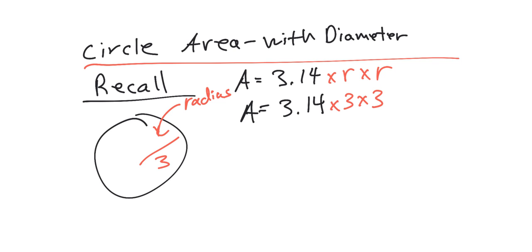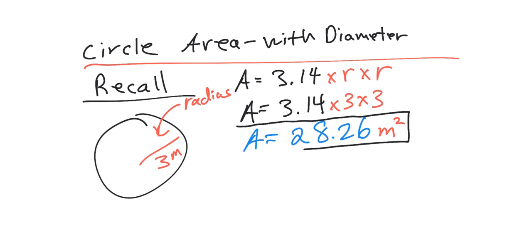So now when you calculate that, you just pull out your handy dandy calculator and you type in 3.14 times 3 and then times 3 again, and then hit equals. Okay, so now that gives us a final answer of 28.26. Now, if our distance was in meters, what we would have here is 28.26 meters squared as our final answer. Now, that's how we calculated the area of a circle with a radius.